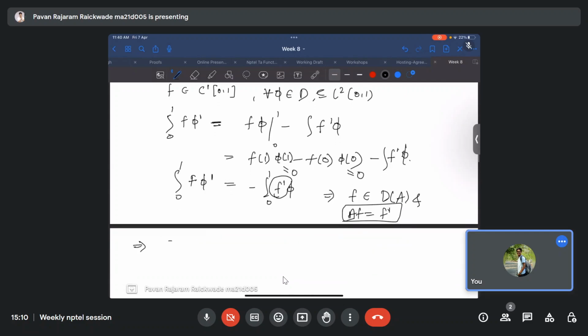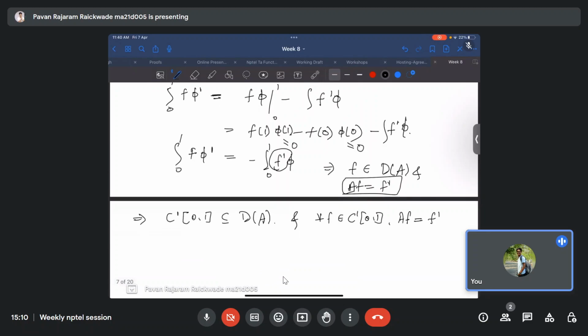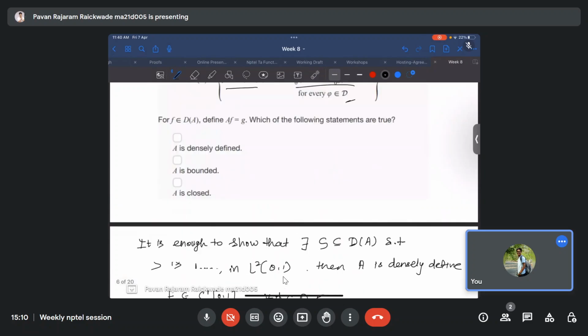That means C1(0,1) is contained in the domain of A. Cool. And for every f belonging to C1(0,1), we have Af equals f dash. This is just the differential operator on the set of all once continuously differentiable functions. And this set is dense in L2(0,1). Hence A is densely defined because its domain is dense. So question number 1 is true.